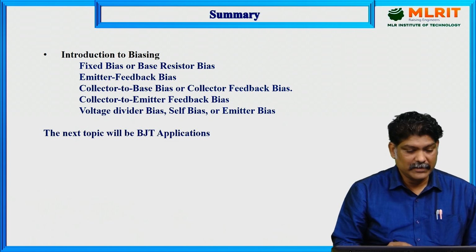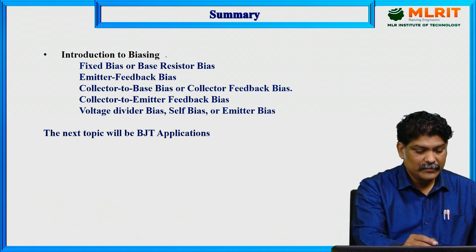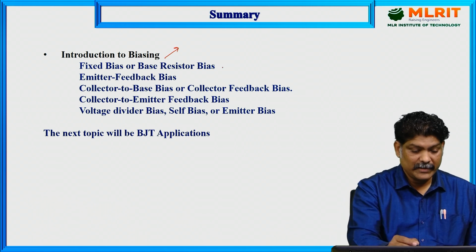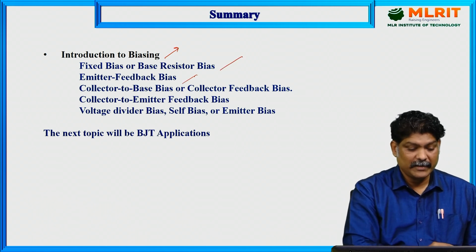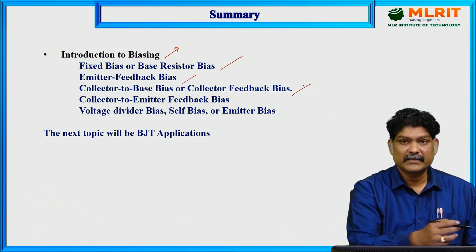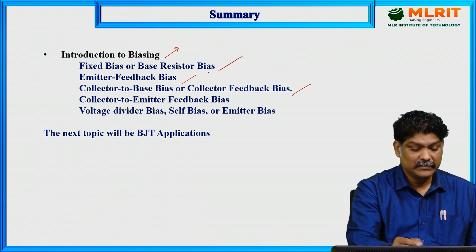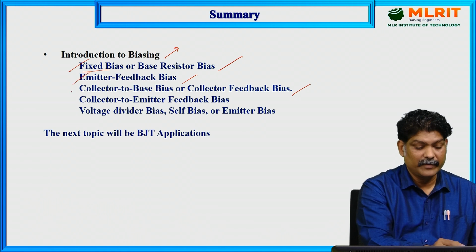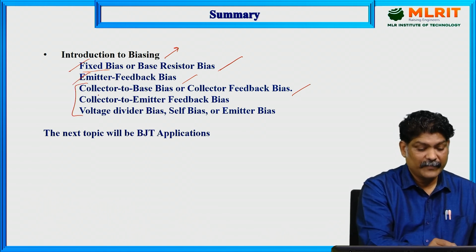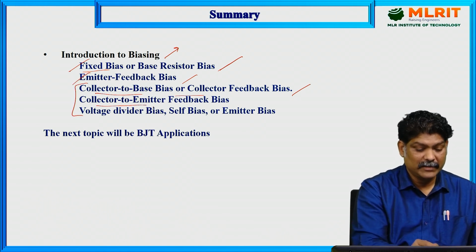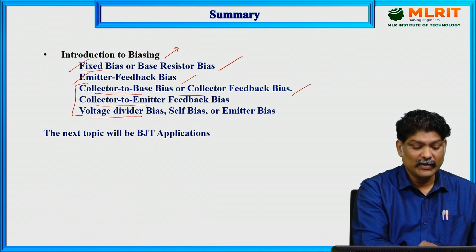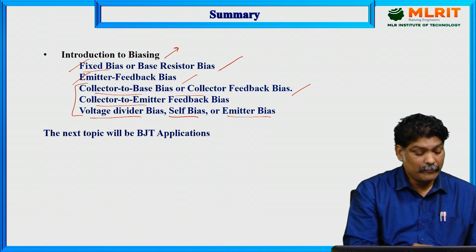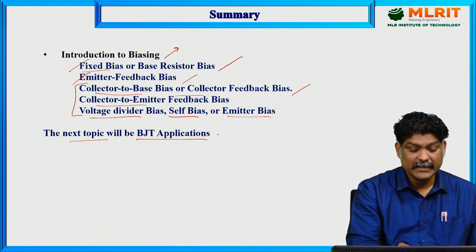Let us conclude. We have discussed the biasing methods. We have already discussed fixed bias and emitter bias in the previous video, which you can search for. Today we have covered collector to base bias, collector to emitter feedback bias, and voltage divider bias or self bias. Probably the next topic will be BJT applications.